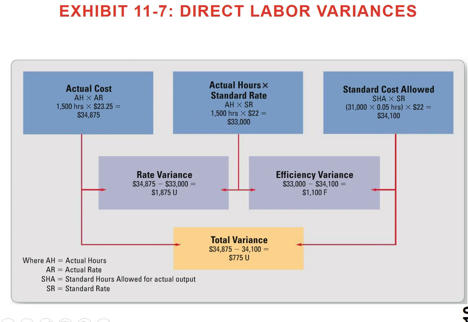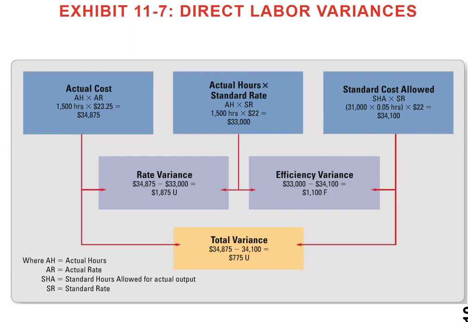So for direct labor, you will have again 3 boxes. We are going to compare. The first box is all actual, and the third box is all standard, and in the middle we are just taking one actual and another standard. So now let's try to focus on these components.